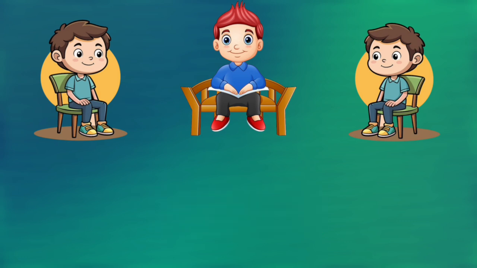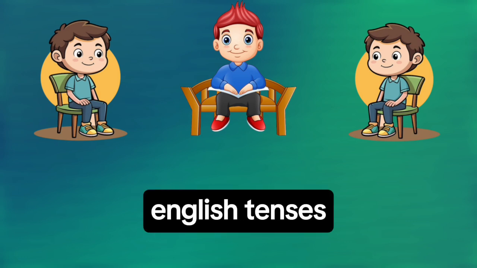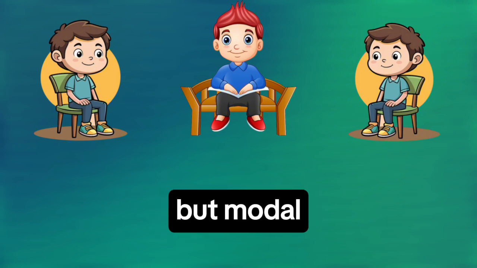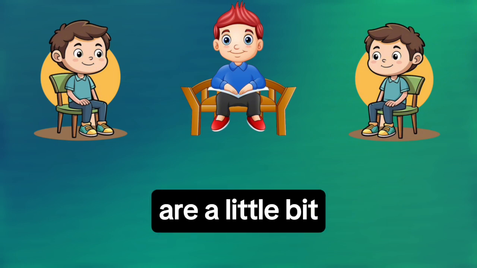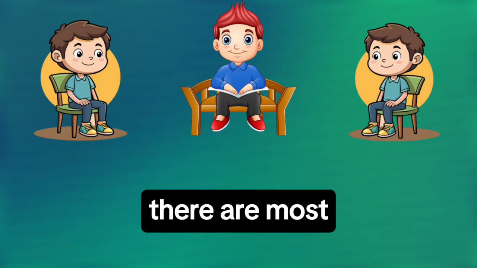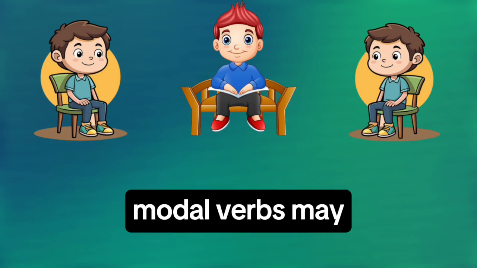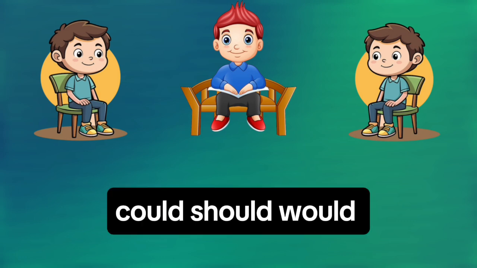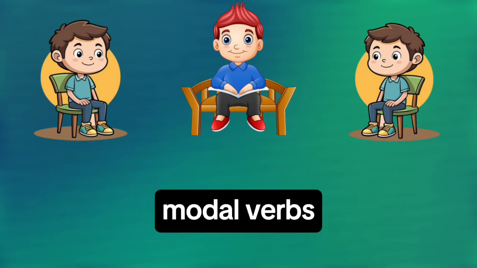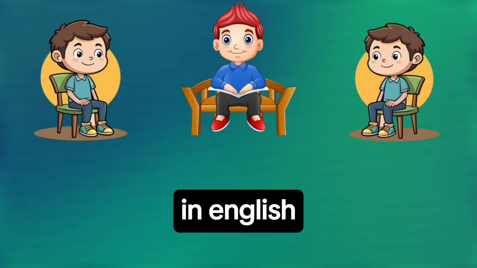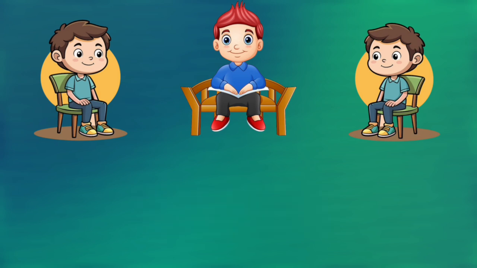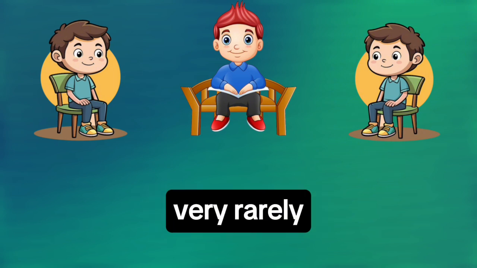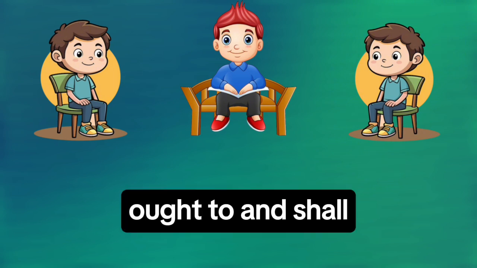General rules. You learned English tenses: past, present, and future. But modal verbs are a little bit different. The most common modal verbs are may, might, must, can, will, could, should, would. These modal verbs are often used in English conversations. But there are two modal verbs that are used very rarely: ought to and shall.